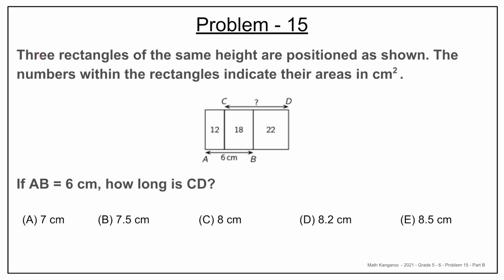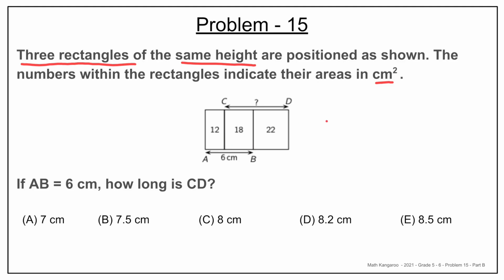Problem 15. Three rectangles of the same height are positioned as shown. The numbers within the rectangles indicate their areas in square centimeters. This is our rectangle. It is of the same height. If AB is equal to 6 centimeters, how long is CD? So we know that the areas of two connected rectangles can be added together, which will give us the total area, as long as the rectangles do not overlap. So here the rectangles do not overlap, so we can sum the areas.